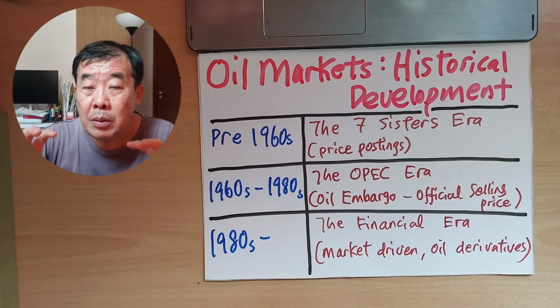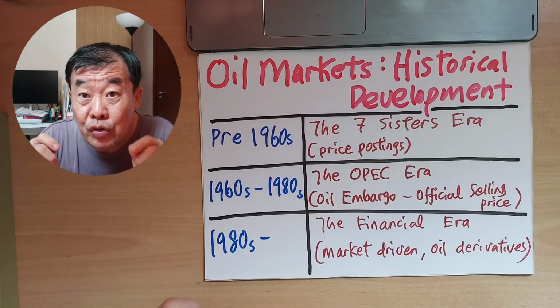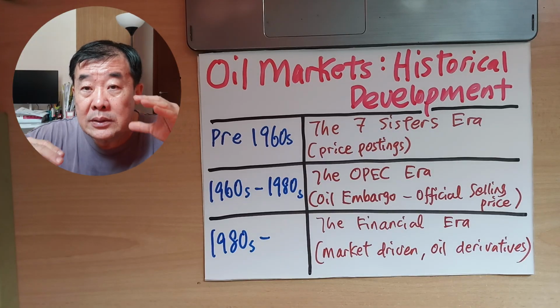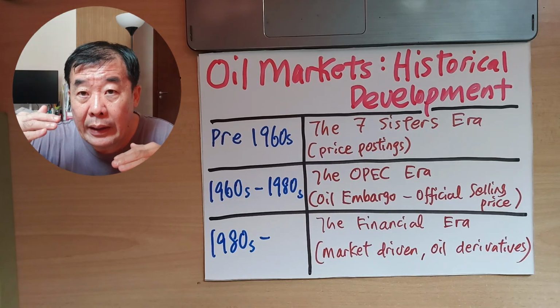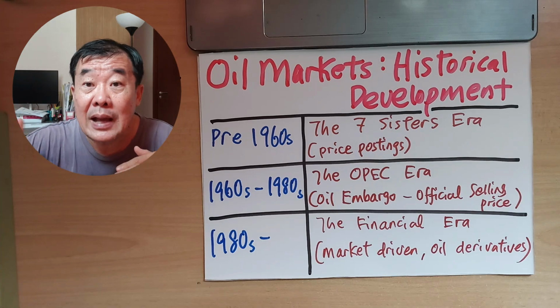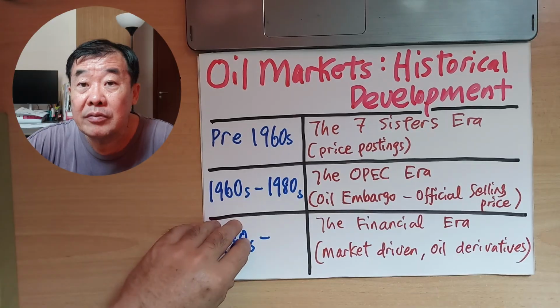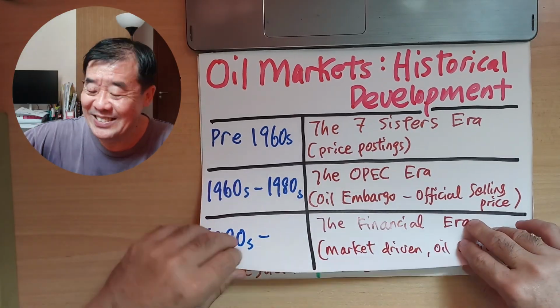But now in the 80s, people set up financial instruments to trade the oil, the underlying oil commodities. The supply can still be controlled by the OPEC countries, but the price has to be decided by the market. So this is the historical development of the oil market in the world.